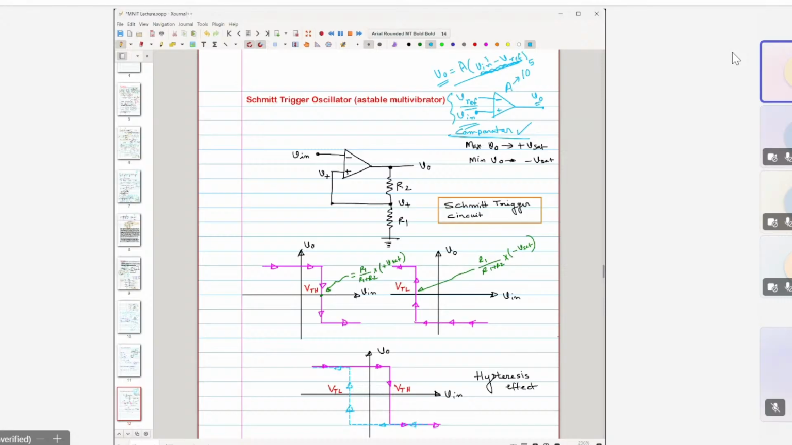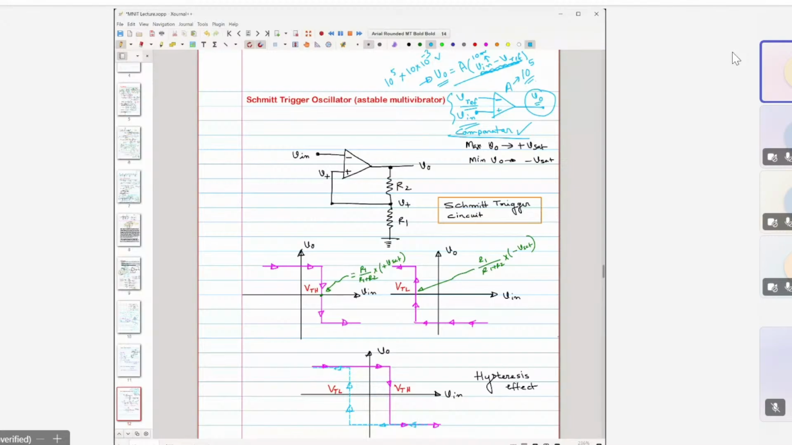For example, say this difference turns out to be tens of millivolt, and the gain is 10 to the power 5. Then what would be V out? It appears to be 10 to the power 5 times 10 millivolt. Millivolt means 10 to the power minus 3. So the output voltage turns out to be 10 to the power 3 volts, which is extremely high.